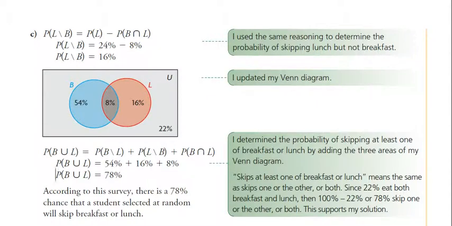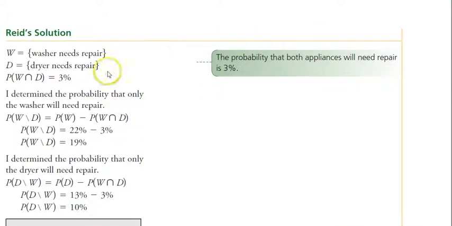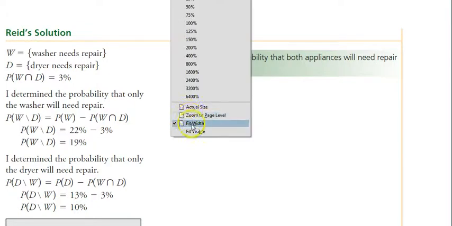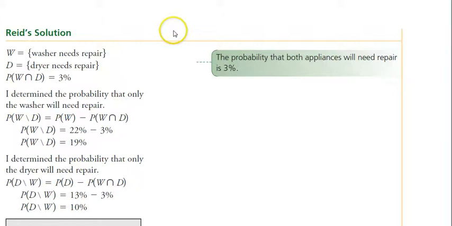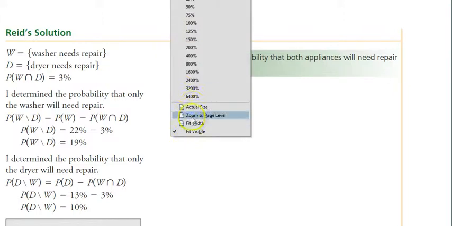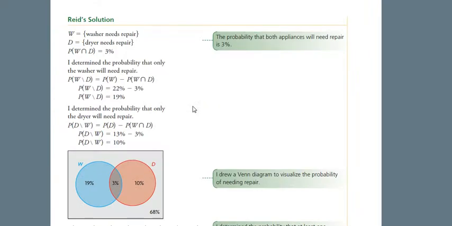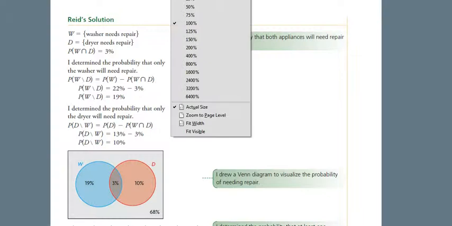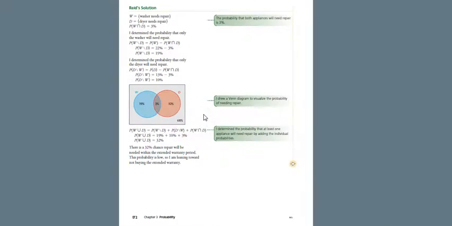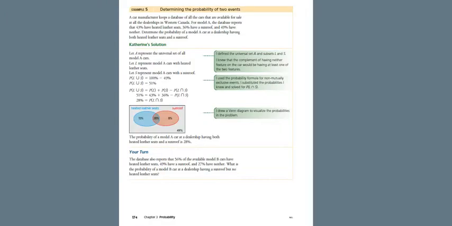Why can I... Okay, you know what? Let's just go to 100%. Fit visible. Actual size. Nope. Zoom to page level. All right. There we go. You can still see it. It's actually in your book anyways, right? 172. And it's the wrong page. 173. 174. Is this it? I think so.